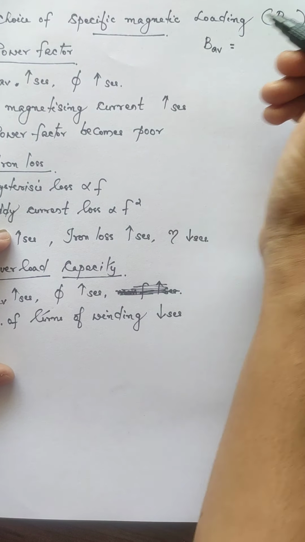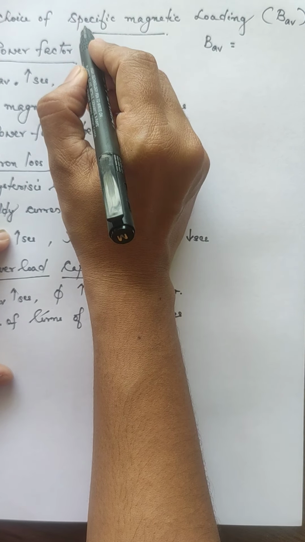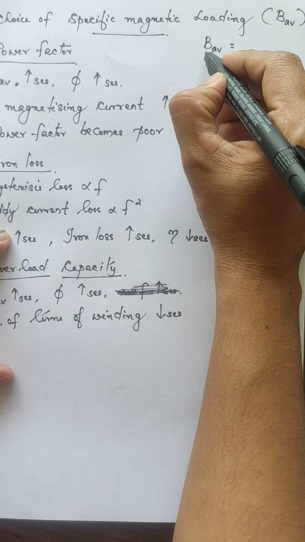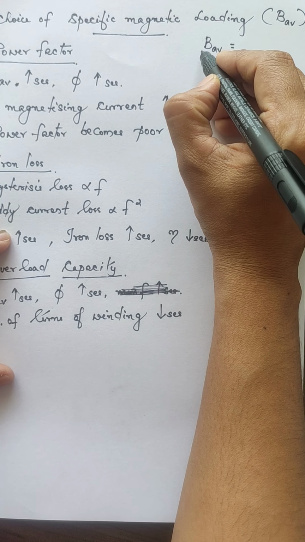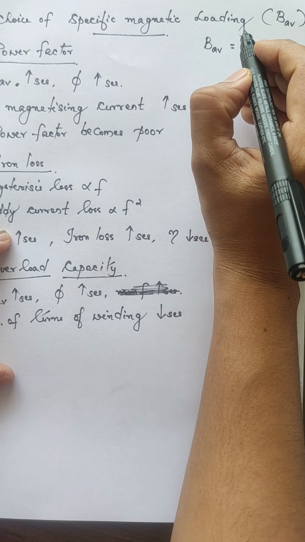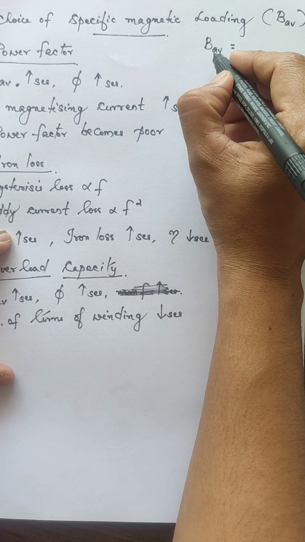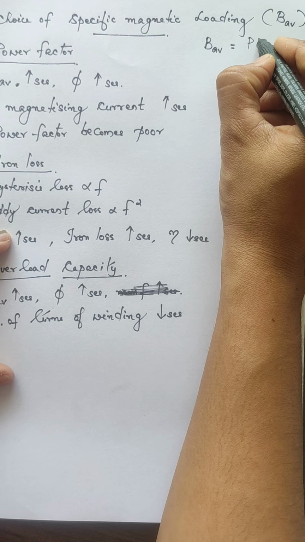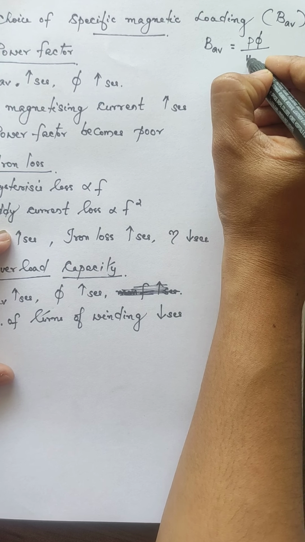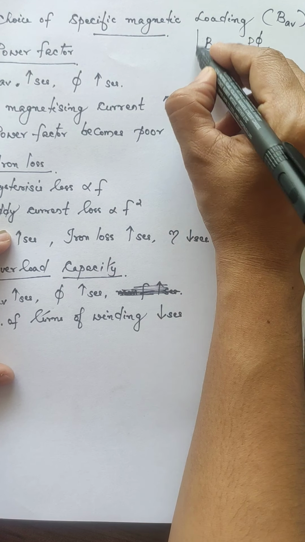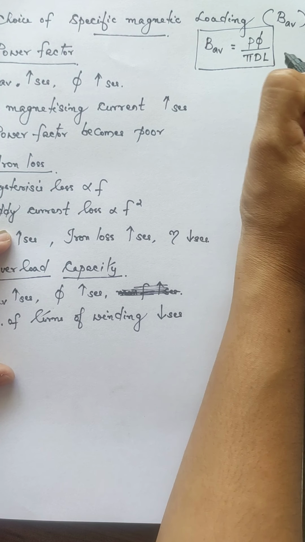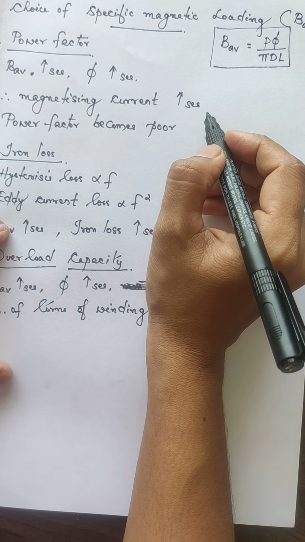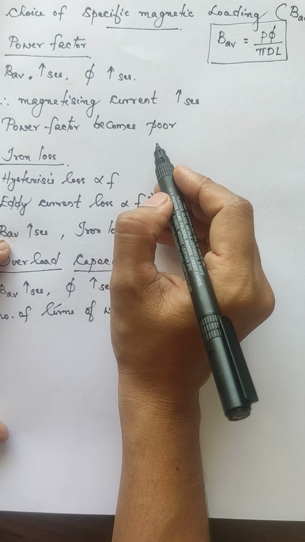Even if we are calling it specific magnetic loading, B average is actually the average flux density in the air gap. So, always remember that it is the flux density in the air gap. And the equation was P phi divided by pi dl. So, B average is P phi divided by pi dl. Now let us move on to the various factors.